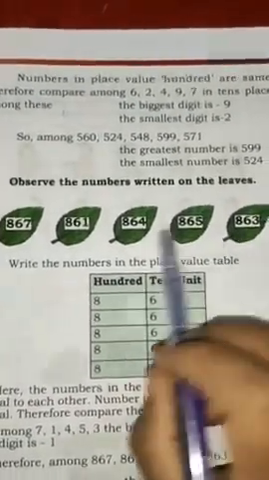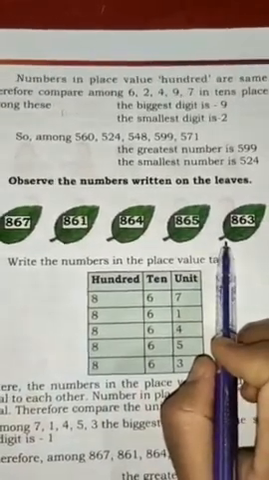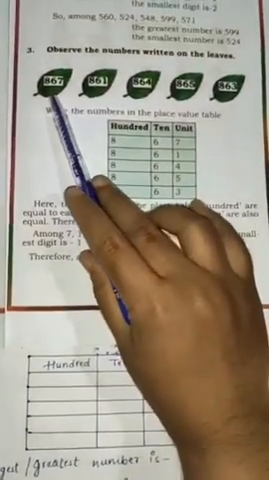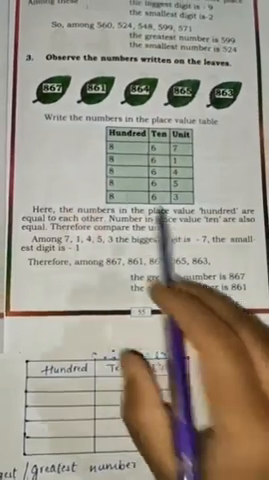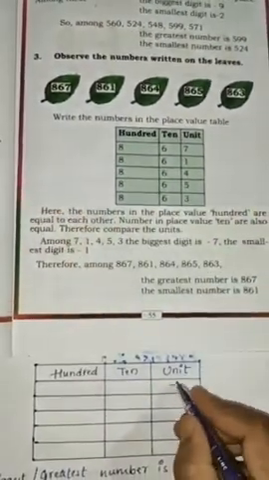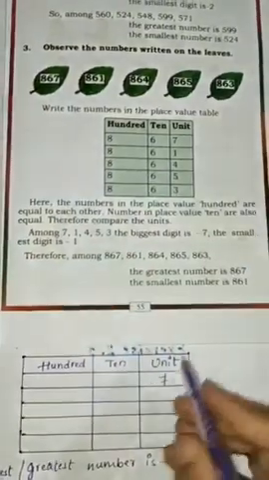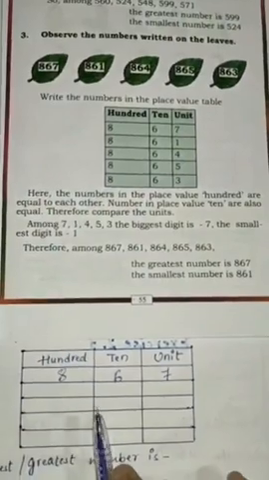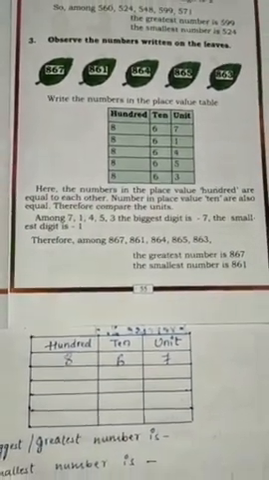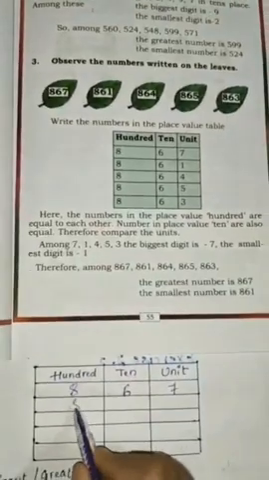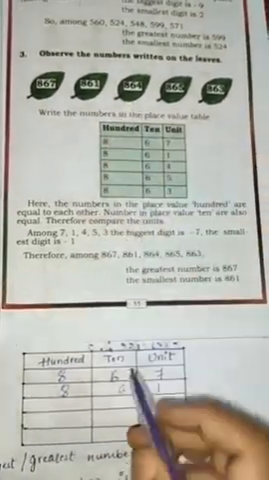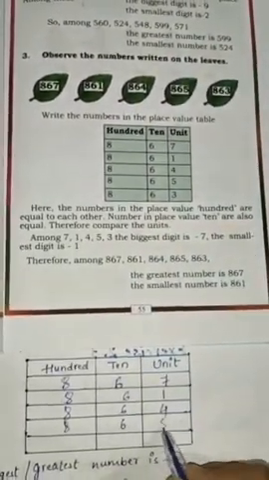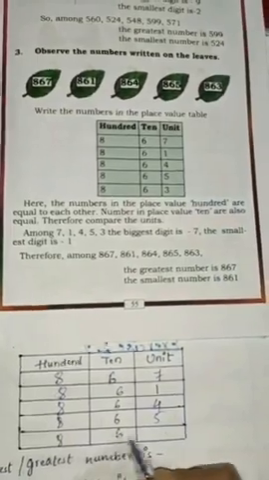Right. Now what you have to do? You have to arrange all these numbers in the place value chart. So let us arrange here. Which is the first number here? 867. So 7 is in the unit place. 6 is in the 10th place. 8 is in the 100 place, right? In the same way you have to arrange all the numbers. So let me write the numbers. 861, yes, 864, 865, 863.